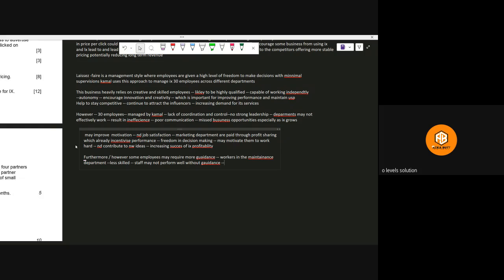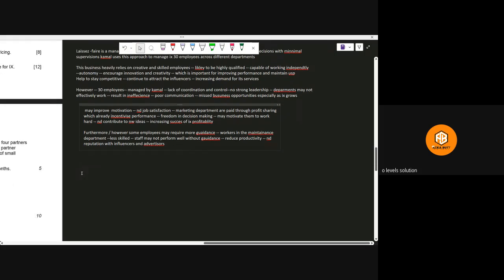Okay, so this will reduce productivity and reputation with the influencers and advertisers. And reputation, definitely, if they are not working well, this will decrease their reputation in the eyes of influencers and the advertisers. So this is what happens, and then we need to make a conclusion.